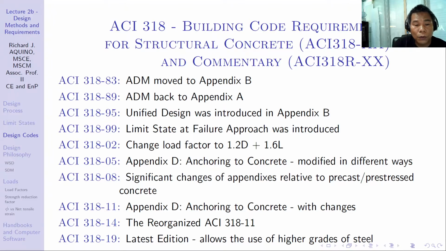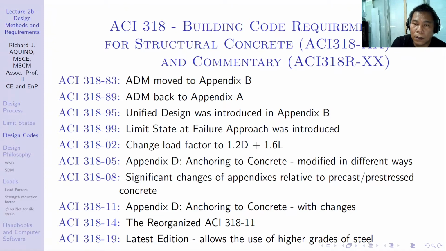And then in 2002, we changed the load factor from 1.4 dead load plus 1.7 live load to 1.2 dead load plus 1.6 live load. And then in 2005, Appendix D, anchoring to concrete, was modified in different ways. And in 2008, there were significant changes of appendices relative to precast pre-stressed concrete. And then in 2011, Appendix D, anchoring to concrete, had changes. Of course, in 2014, this is just the same code as 2011 but reorganized.